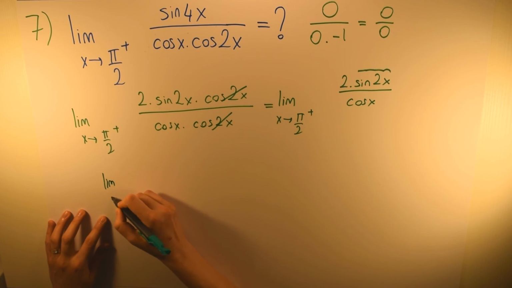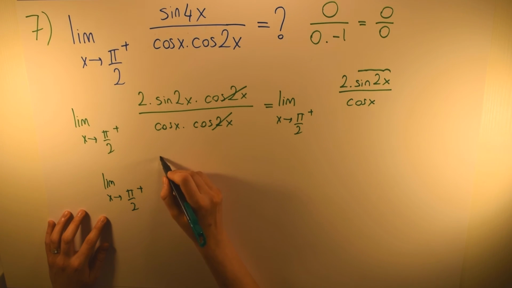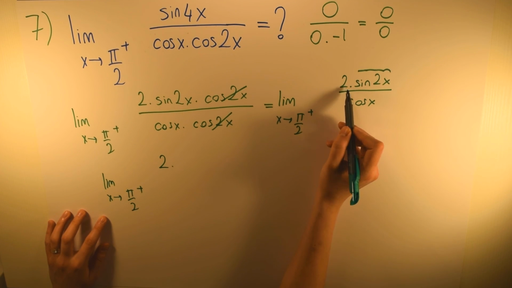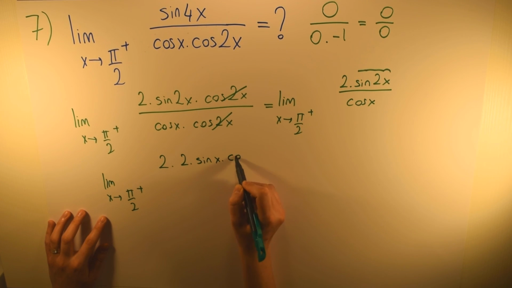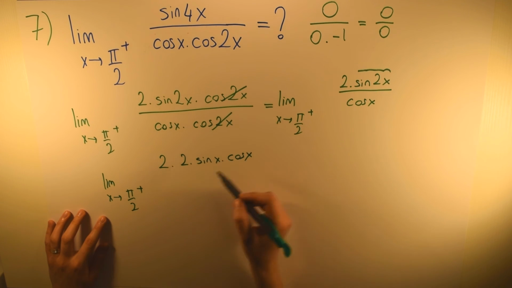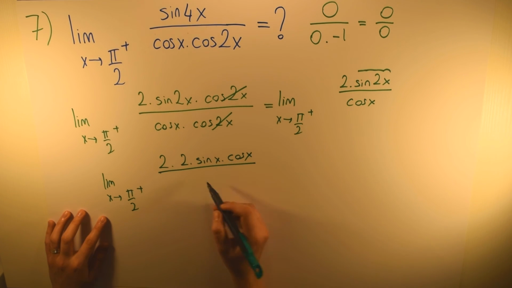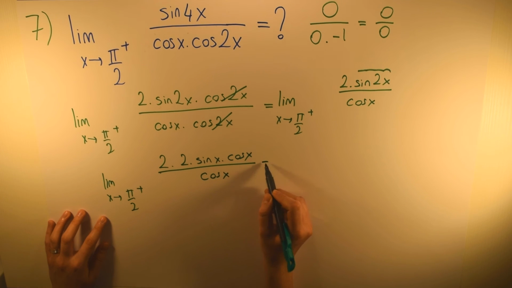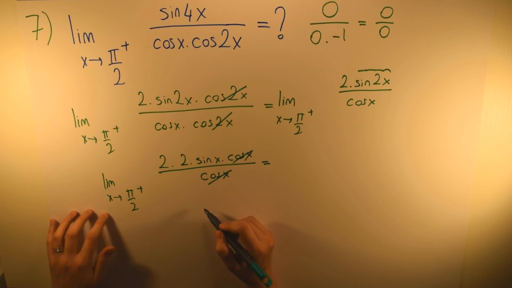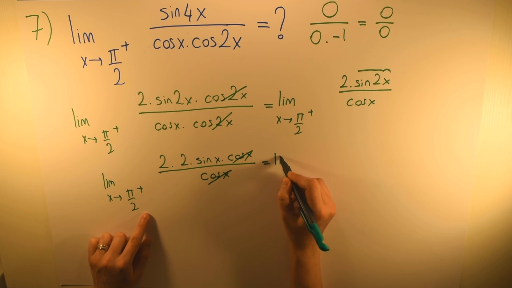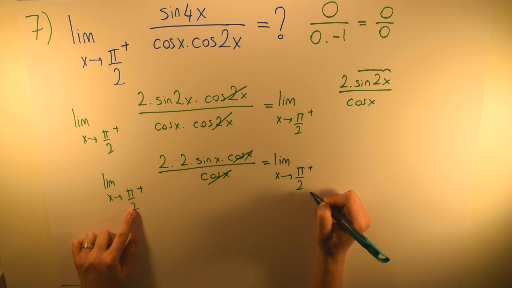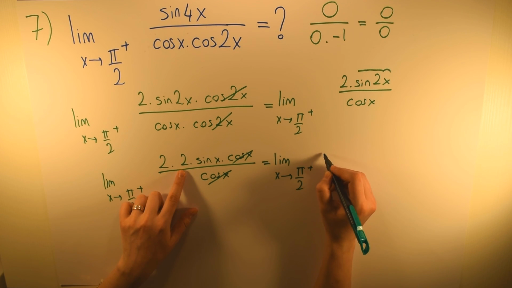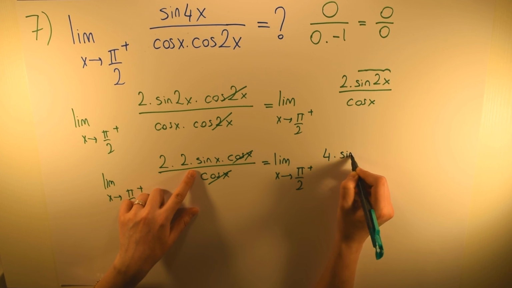So the limit as x approaches π/2 from the right side of 2 times, and then 2 times sin x times cos x for this one, over cos x. Now this cos x cancels out, and we have the limit as x approaches π/2 from the right side, and here we have 2 times 2, it's 4 times sin x.